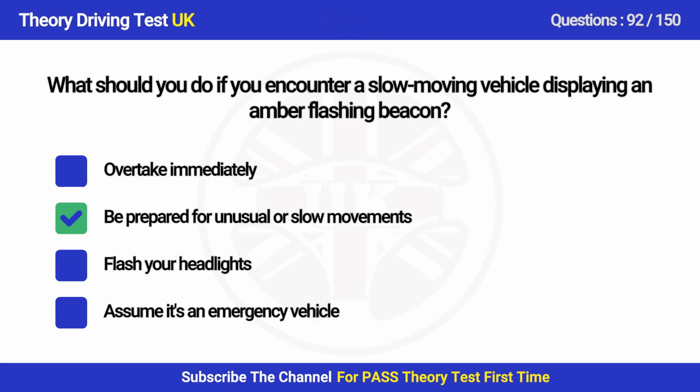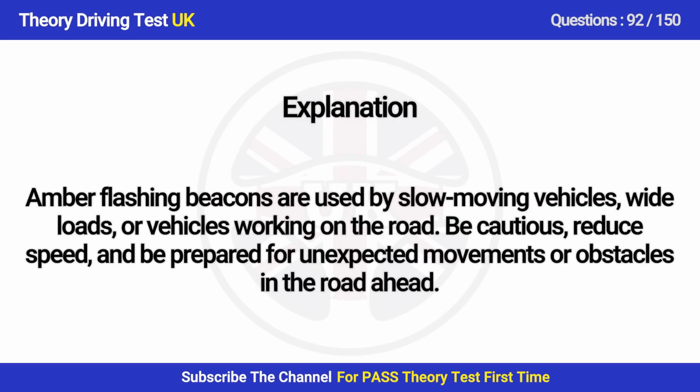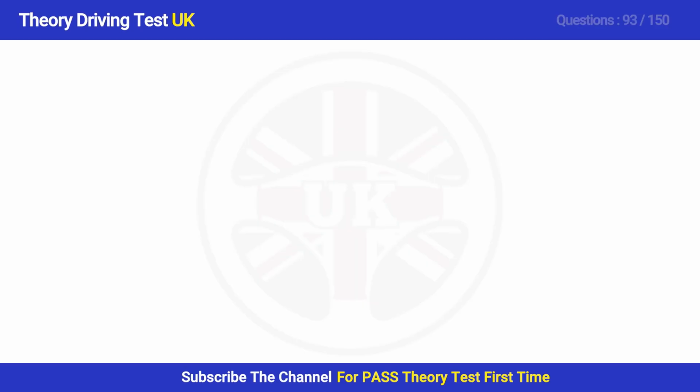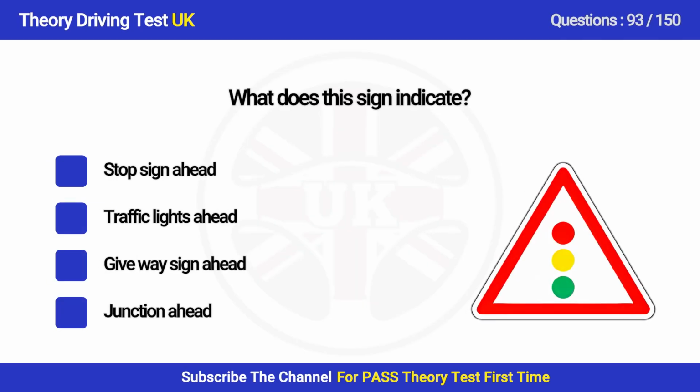Answer is B. Be prepared for unusual or slow movements. Amber flashing beacons are used by slow-moving vehicles, wide loads, or vehicles working on the road. Be cautious, reduce speed, and be prepared for unexpected movements or obstacles in the road ahead. Question 93. What does this sign indicate?